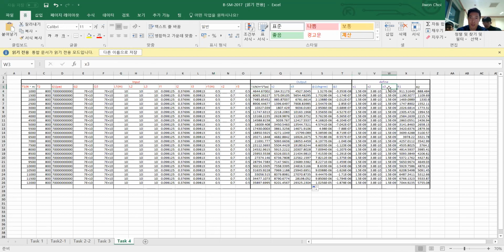X1 to X3: X1 is the value Ln over Gn times In, and R1 and R2 will be the reaction torques on the left side and the right side.